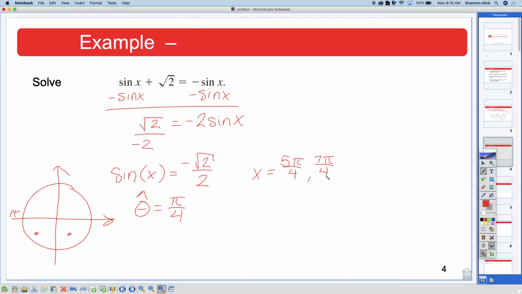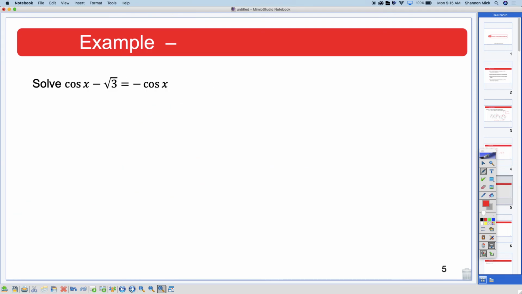Other questions? Oh, I didn't get the second one. Everyone write this down and then work on it. I'll go back. Got it written down? Cosine of x minus square root of 3 equals negative cosine of x.